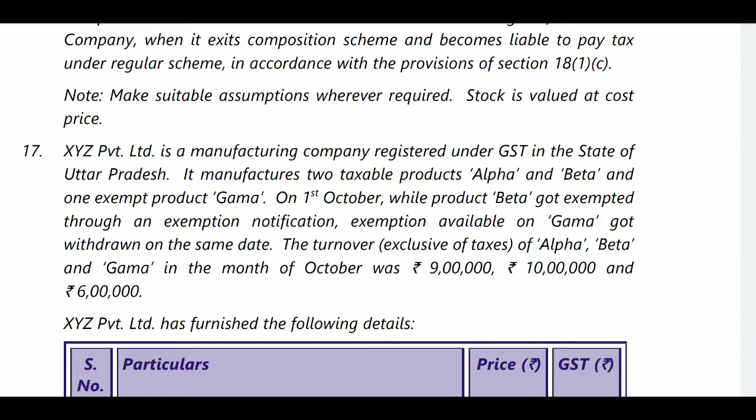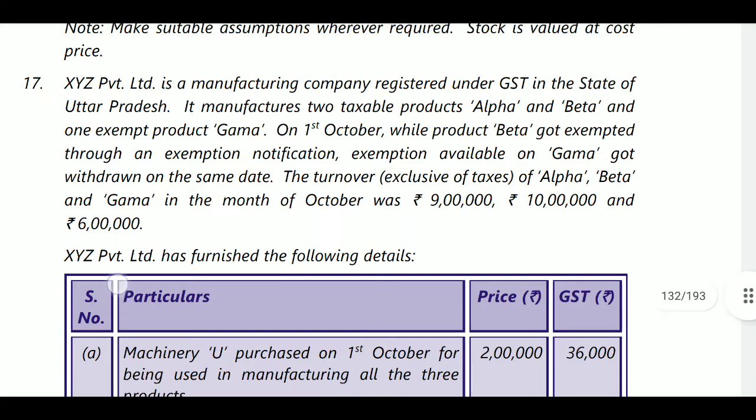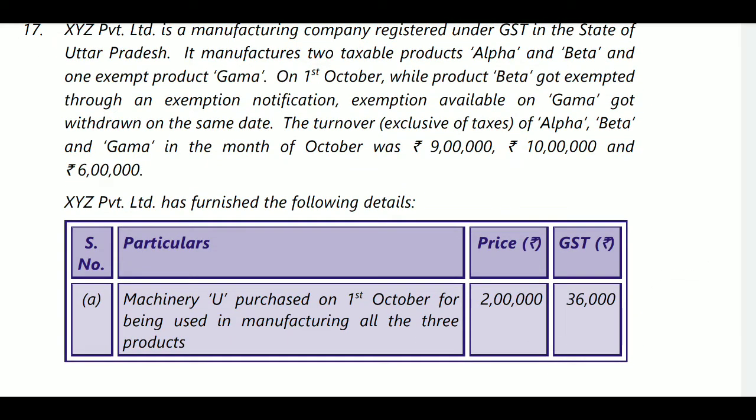XYZ Private Limited is a manufacturing company registered under GST in the state of Uttar Pradesh. It manufactured 2 taxable products, alpha and beta, and 1 exempted product, gamma. So he is producing 3 products, 2 taxable and 1 exempted, on 1st October, while product beta got exempted through an exemption notification. So a taxable product became exempted, and the exemption available on gamma got withdrawn on the same date.